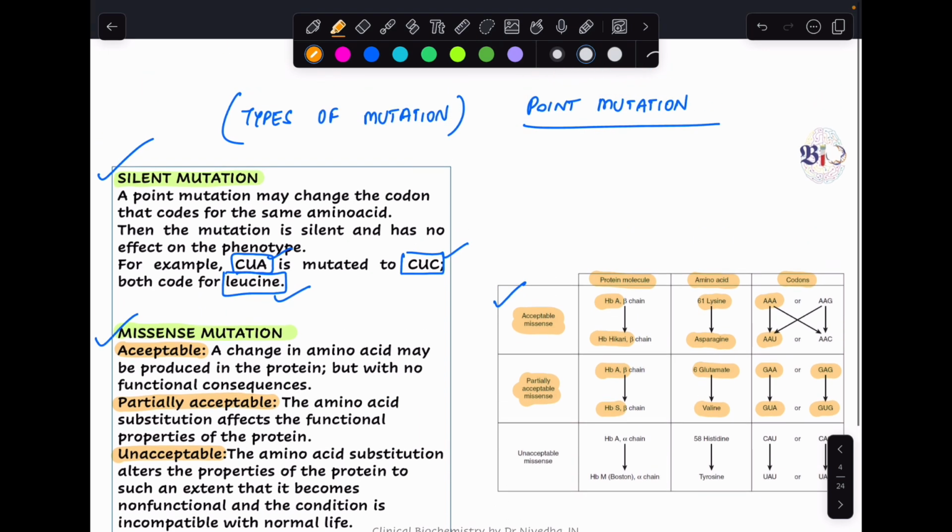So what type of mutation can you tell here? Sickle cell is a partially acceptable missense mutation. Missense point mutation is what sickle cell anemia is.